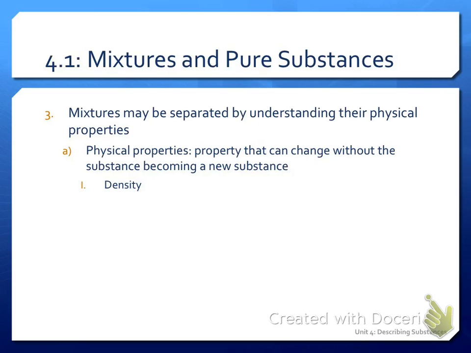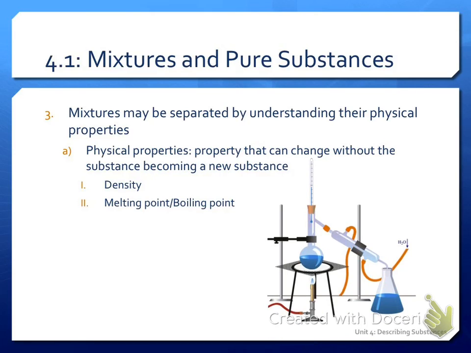So maybe I've got a mixture of, let's say, something that freezes at a really, really cold temperature. Maybe ethanol does. And I've got a mixture of ethanol and water, and I freeze the stuff. So the water might freeze out first, and then the ethanol would separate. So I could take the ethanol liquid off the top. Boom, I'd be left with the ice on the bottom, and I just separated those two substances. Melting point and boiling point.